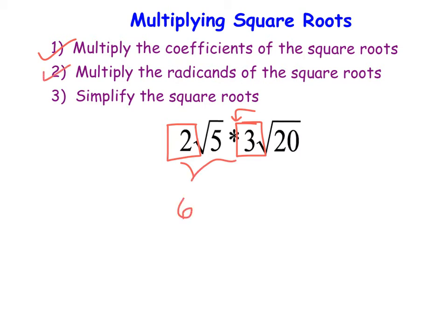Then we multiply the numbers underneath the square root together, which are called the radicands. So I have 5 and 20. Well, 5 times 20 is 100. So this would become the square root of 100.